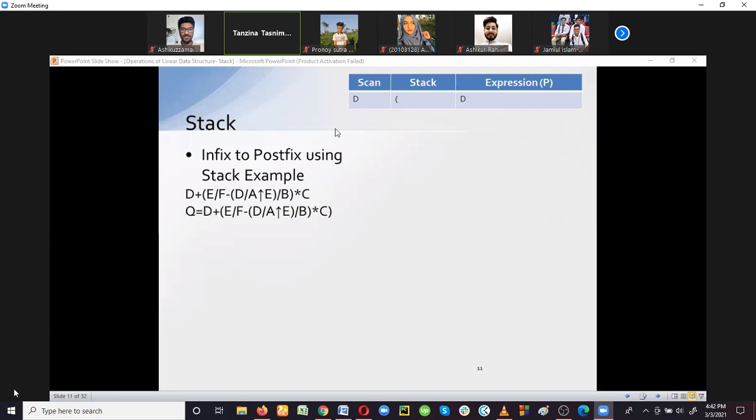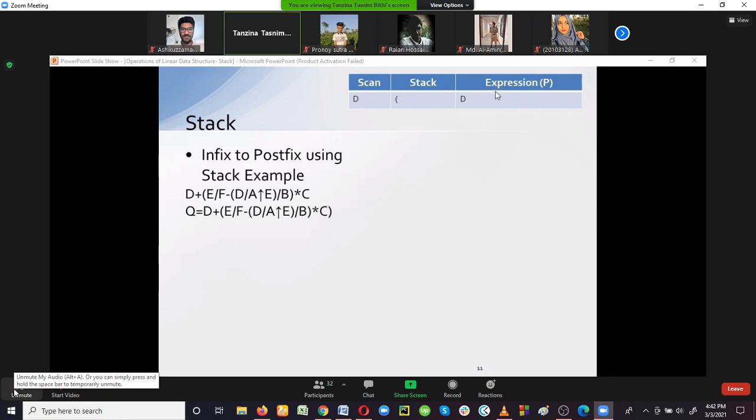Okay, and now we'll use the data structure stack. So obviously we need a stack. Okay, and then this expression P is the output. P is an expression which we'll get after converting the infix notation into postfix notation. So how many things are we going to need here? Three things. One is the infix notation, then a stack, okay, then the expression, that is the postfix notation.